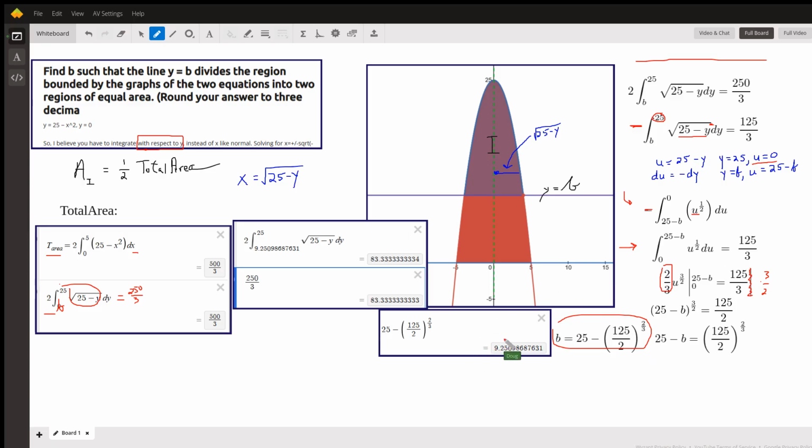And that's about 9.251. And here's that integral with b replaced with that value. And this 83.33 is 250 thirds approximately. There you go.